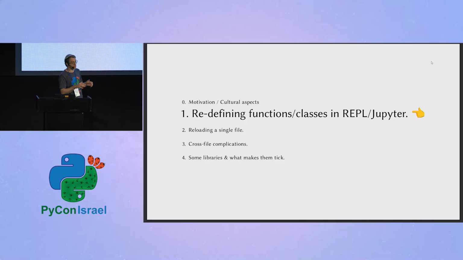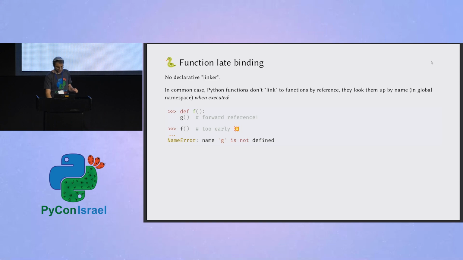First, we'll talk about things that are applicable to anyone working in the REPL or Jupyter. This will be useful also because when you reload a single file, the semantics is very similar to just redefining things in the REPL. So the first section is useful for both. Let's talk about a really basic thing.